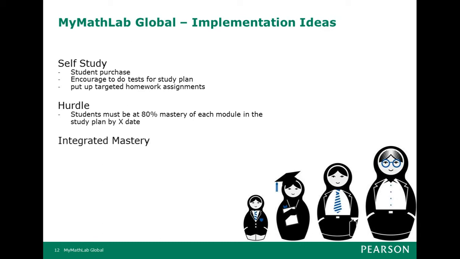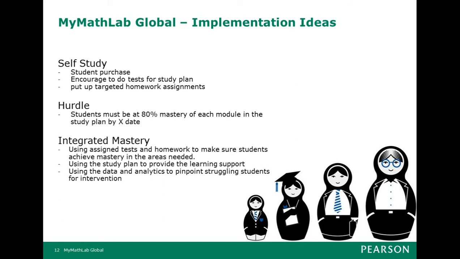The highest level, though, is integrated mastery. I don't know if that's the correct term, but that's the way somebody explained it to me, where you start using assigned tests and homework to make sure the students are achieving mastery in the areas needed. You use the study plan to provide the learning support, and use that data and analytics to pinpoint the struggling students for intervention. This is something you've really got to meld into your course, deciding how you're going to use it, where you're going to use it, and what effort you're going to put into it. The integrated mastery approach gets the best results. When you really use the system to its full potential, we've got huge amounts of case studies that show students get higher grades, retention has improved, and a whole range of other benefits as well.